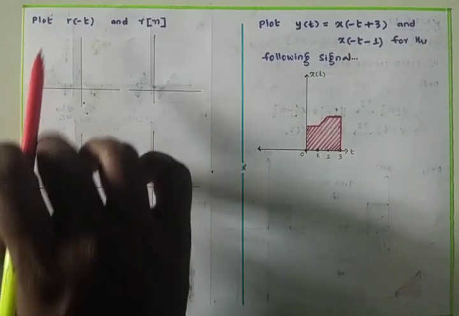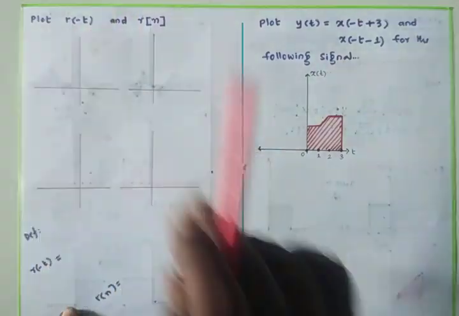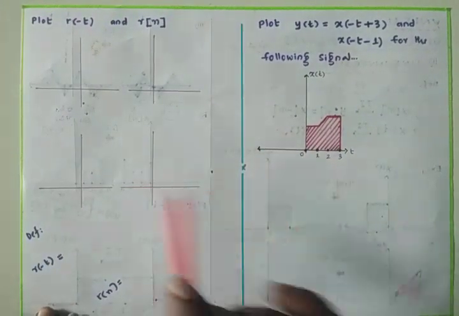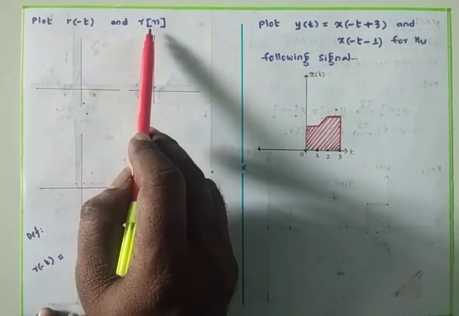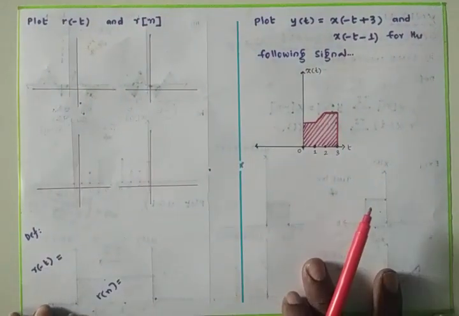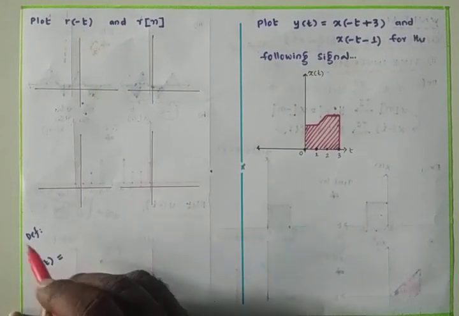Here I am going to plot r of minus t and r of n. This is a continuous time signal, and this is a discrete time signal. First define what is r of t. What is r of t?